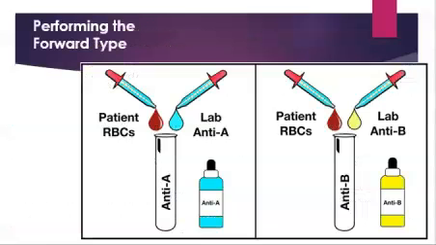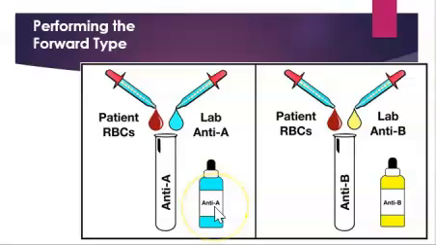Okay, let's look at the procedure for performing the forward type for the ABO reaction. The first thing you need to do is label your two test tubes. One needs to be anti-A, the other needs to be anti-B. Anti is representing antibody. So anytime you see anti, think antibody. I know it's a little confusing. You will see anti, you will think negative, but don't think negative, think antibody.